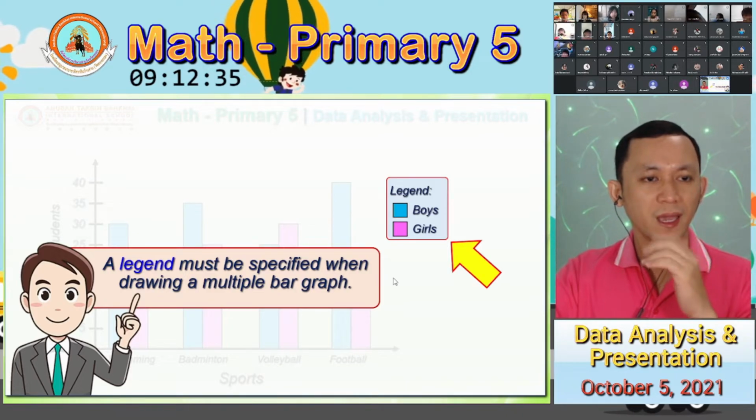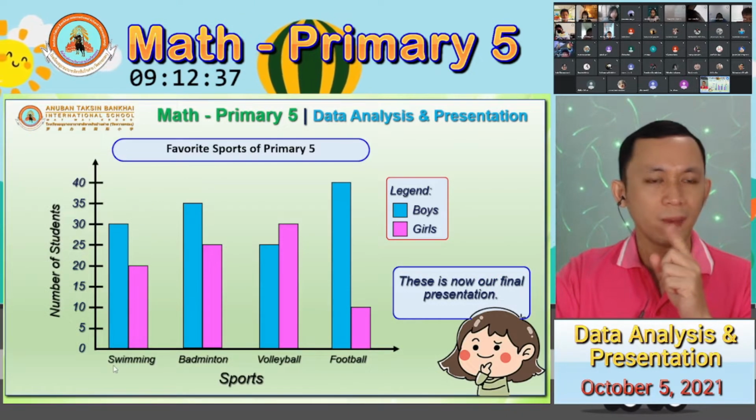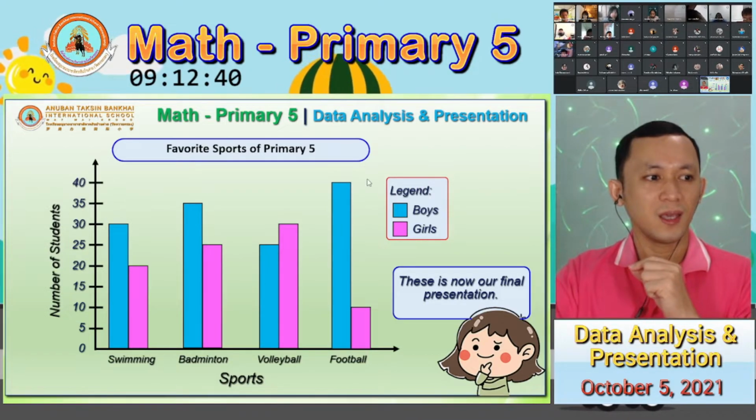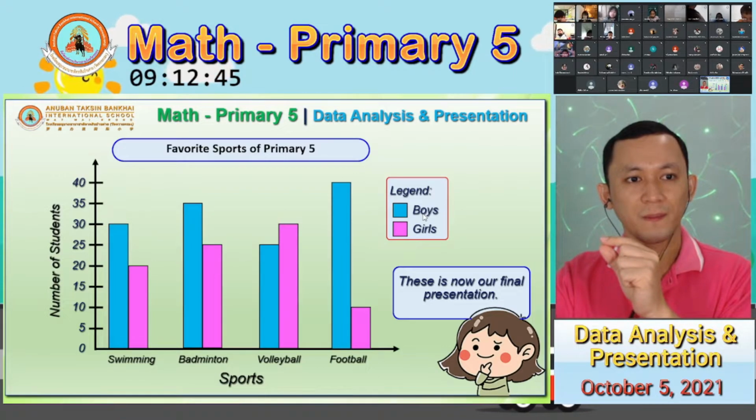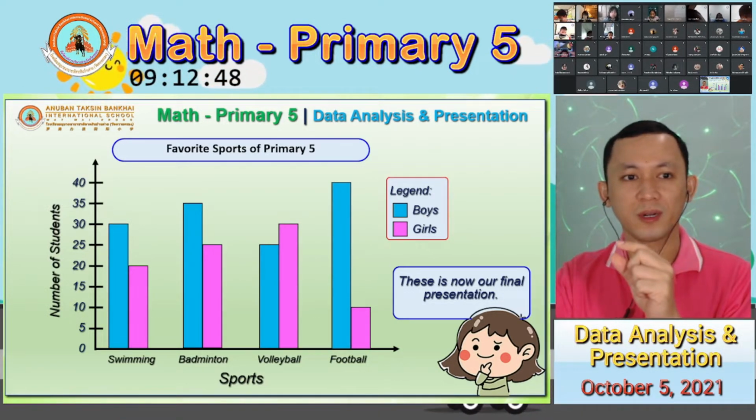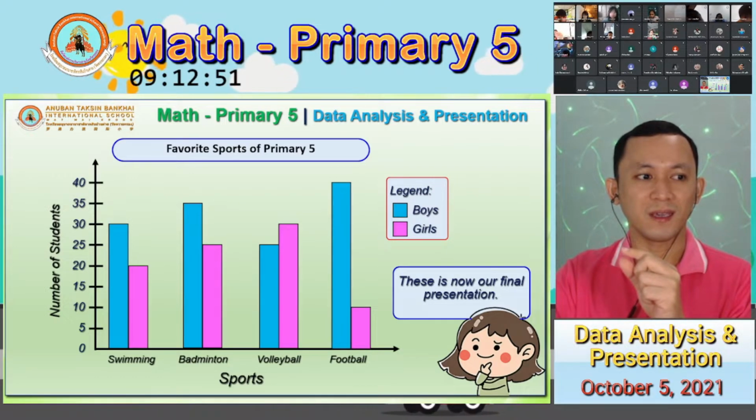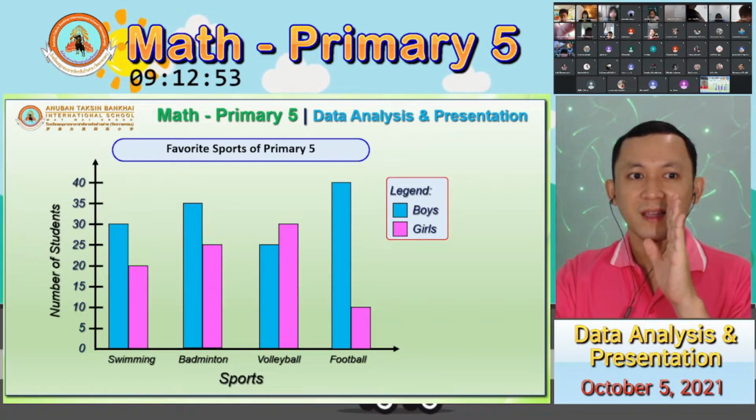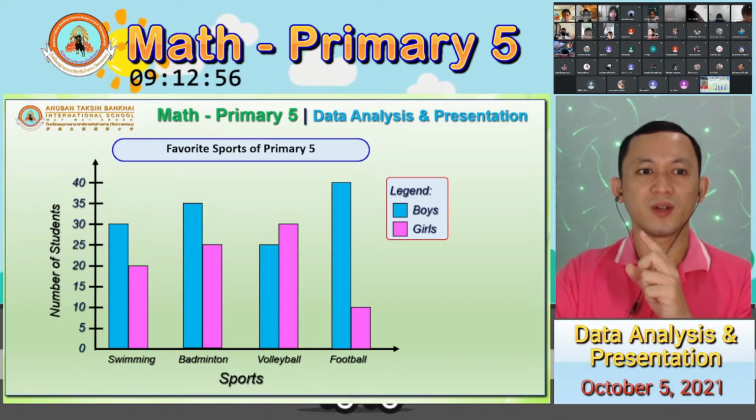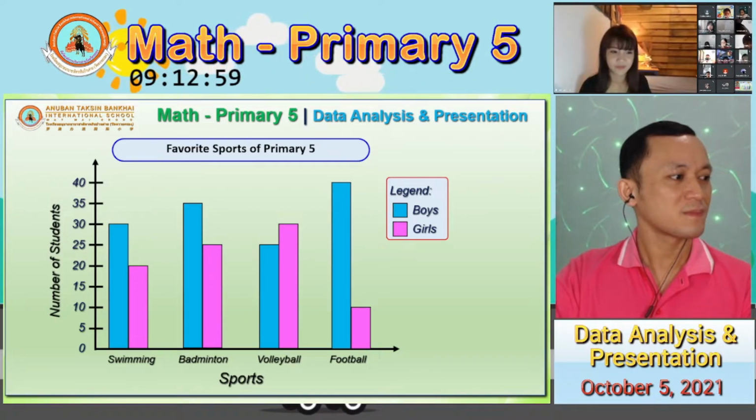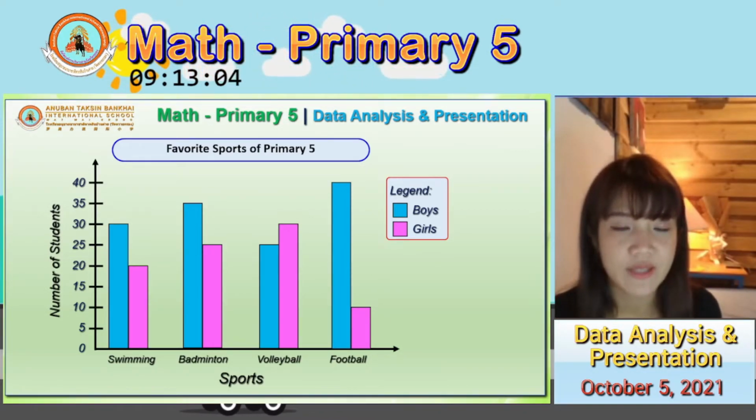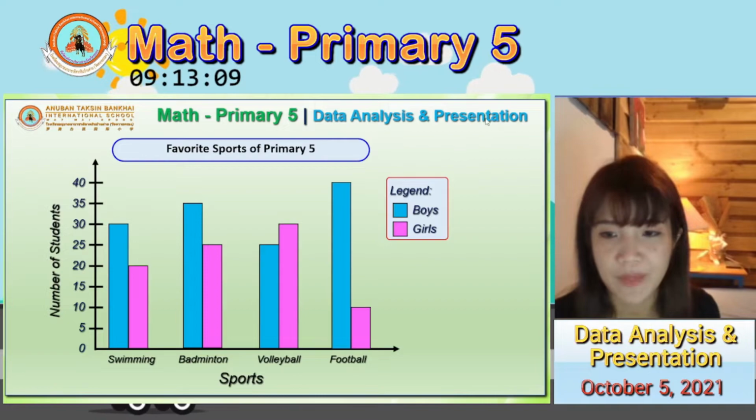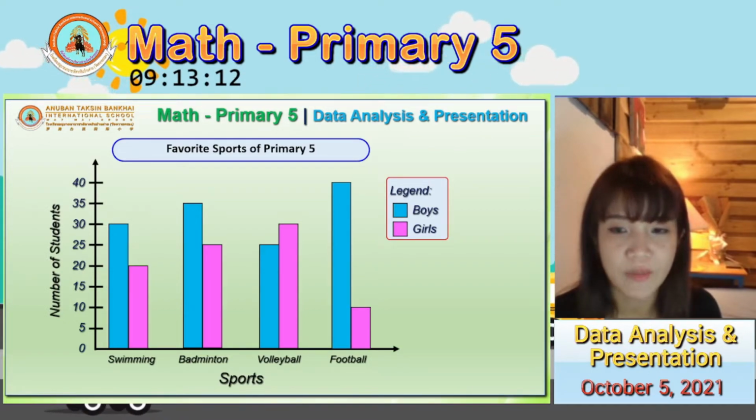This will specify what blue means and what pink means. So you're going to write it here: the blue is for boys, the pink is for the girls. Okay, did you understand? Let's have first Teacher M discuss this one also.